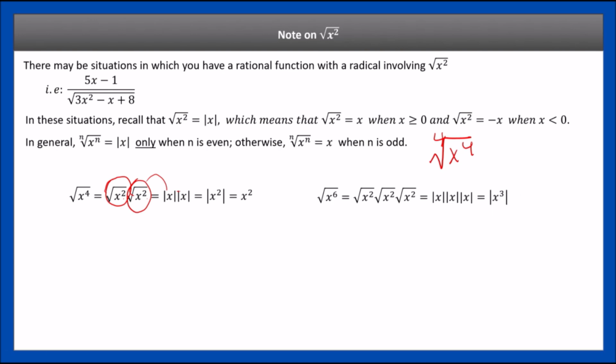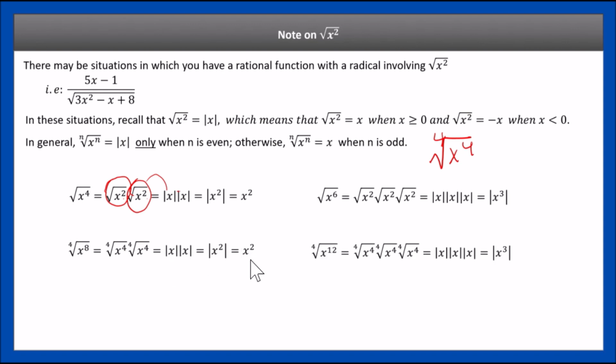All right, so something to keep in mind. If we have the fourth root of x to the 8th power, we know that this is x to the 4th times x to the 4th, but with the fourth root, of course. We notice that these turn into absolute values. So here, you don't have to put the absolute value because it's x to the 2nd power. Here's one more example. If we have the fourth root of x to the 12th power, there's 3 of them, and in this case, it does matter. So as long as this power is odd, it does matter that you include the absolute value. If it's even, it doesn't matter.